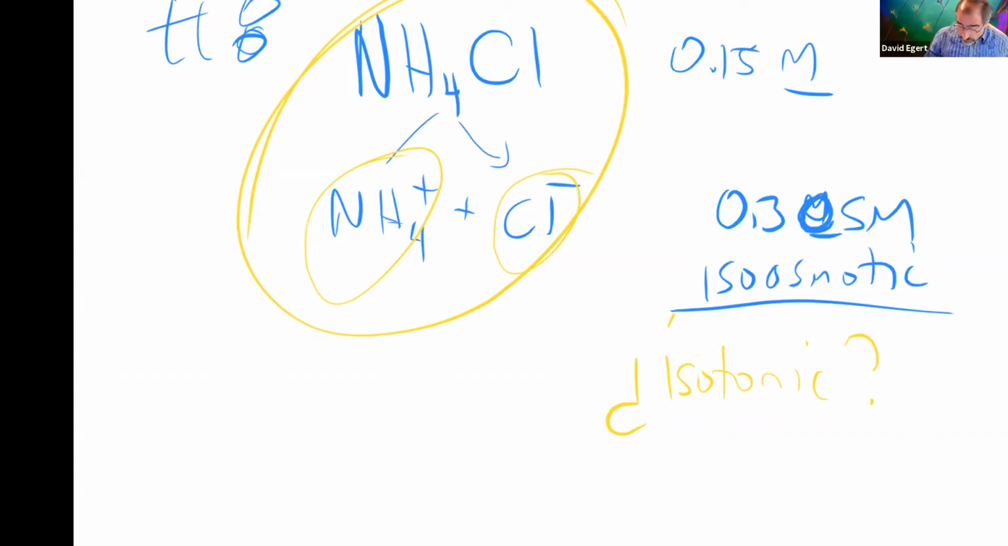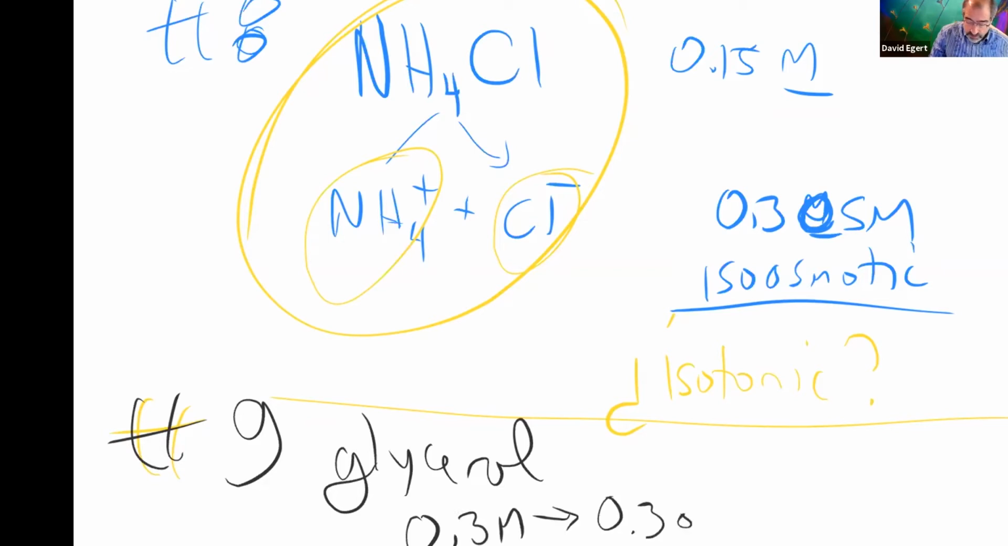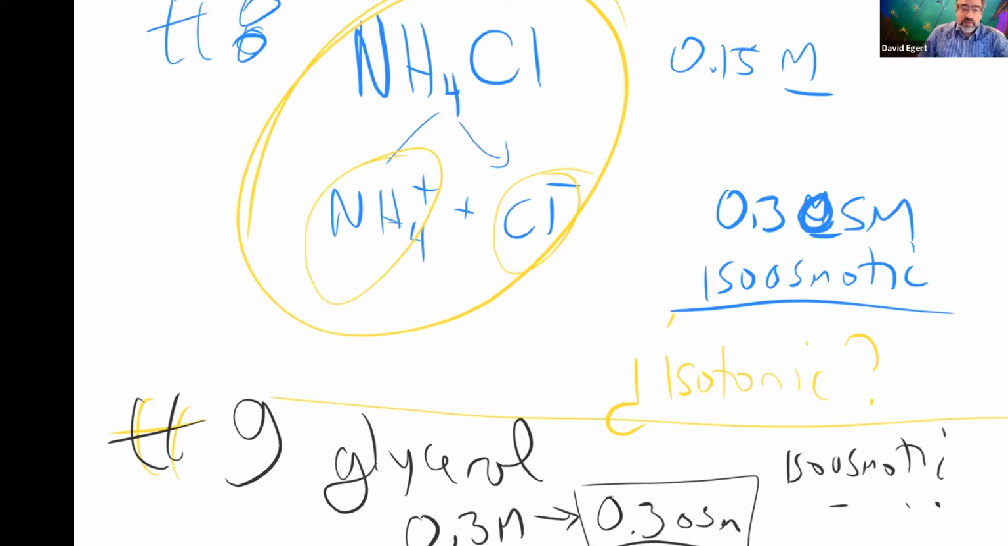And then finally, test tube 9, glycerol. At 0.3 molar it does not dissociate, so it's 0.3 osmolar. So isoosmotic. What's it going to be like in terms of tonicity? Hypotonic. No, it's penetrating, so it'd be hypotonic.